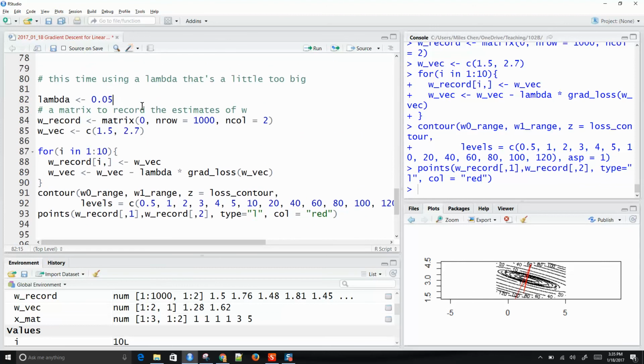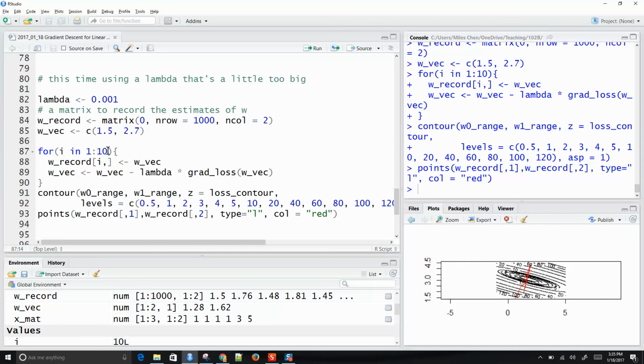But on the other hand, if you use a lambda that's too small, then your step size is going to be too small, and you're going to just walk down the thing too slowly. You're just inching along towards the solution. So there's a little bit of a trade-off as far as what step size you need to select for gradient descent.